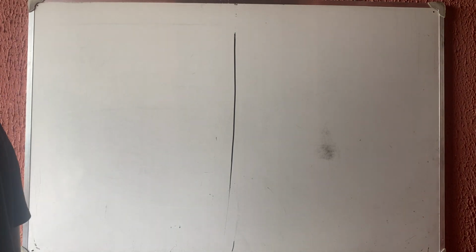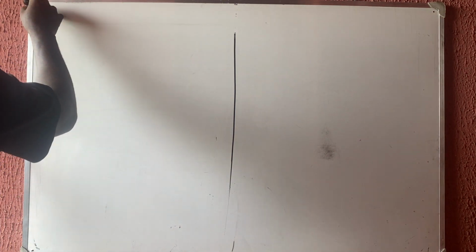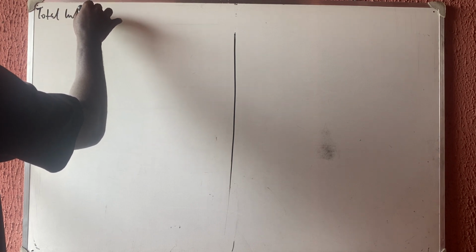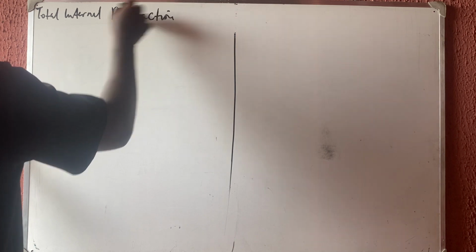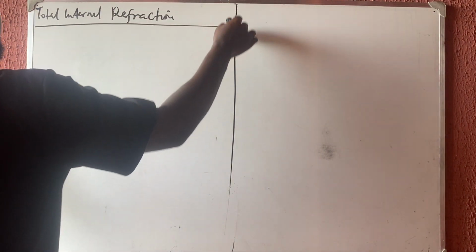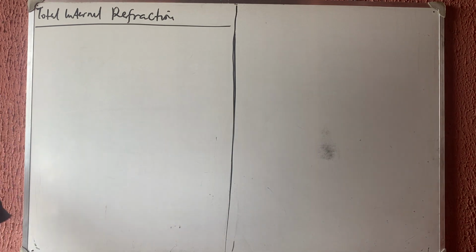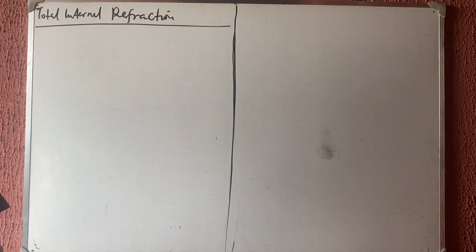The next thing we have, which is the last thing I'm going to talk about here, is total internal refraction. So when you're talking about internal, that is, it happened in the same media. Now let's talk about a critical angle.